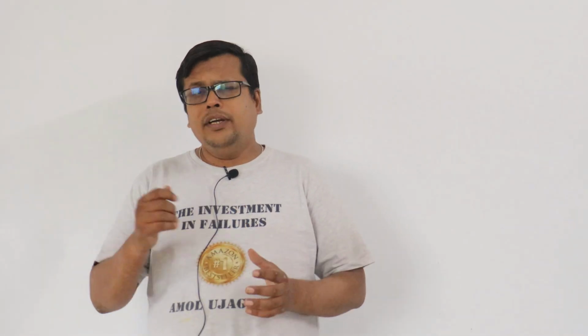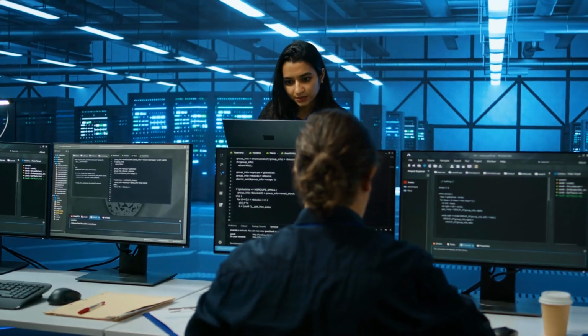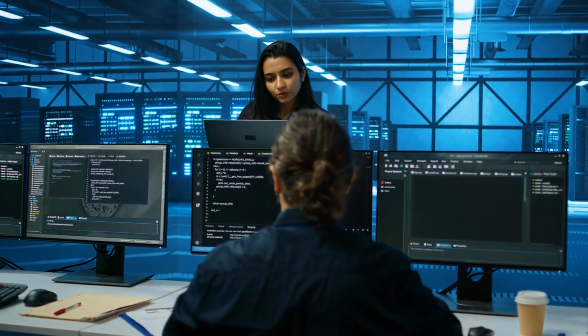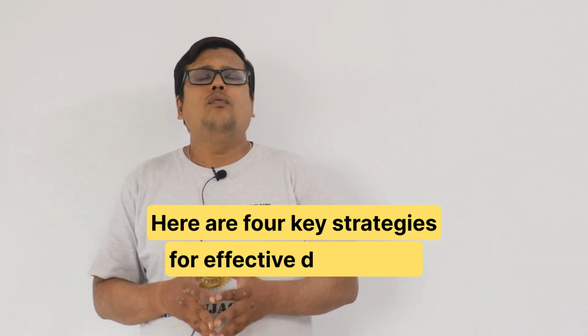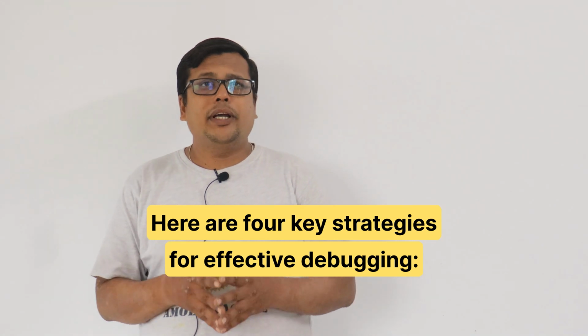Debugging is the process of finding and fixing problems or bugs in computer programs. It's a crucial part of software development because even small bugs can cause big problems if left unchecked. Here are 4 key strategies for effective debugging.